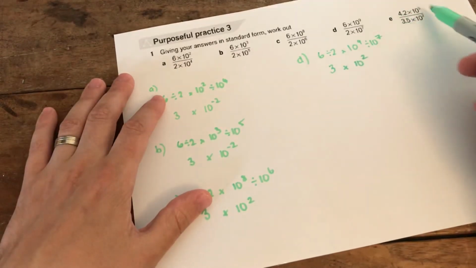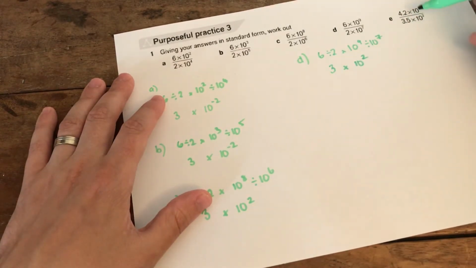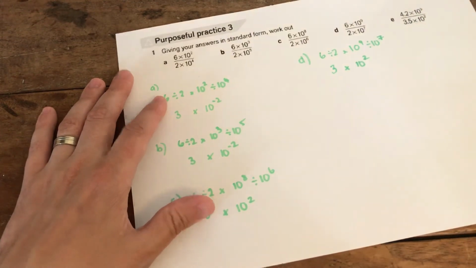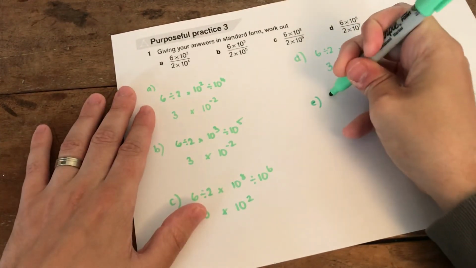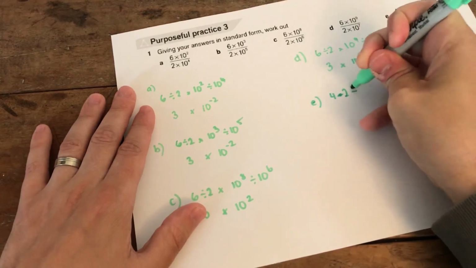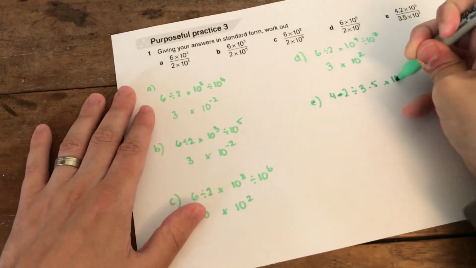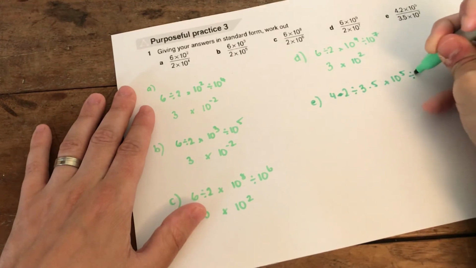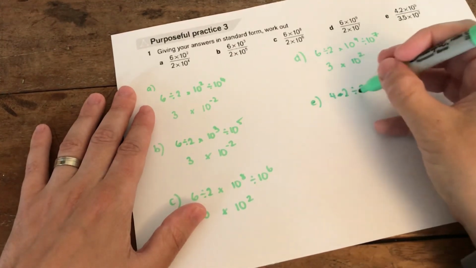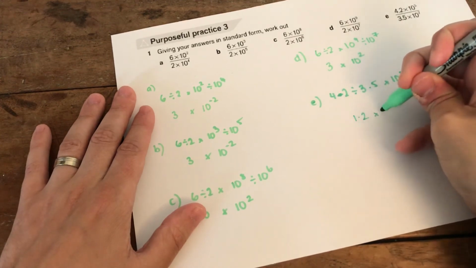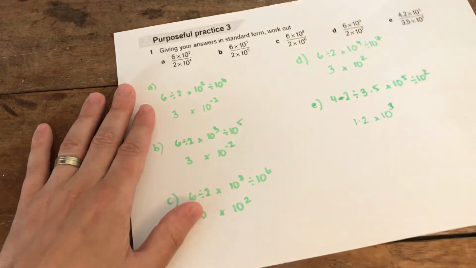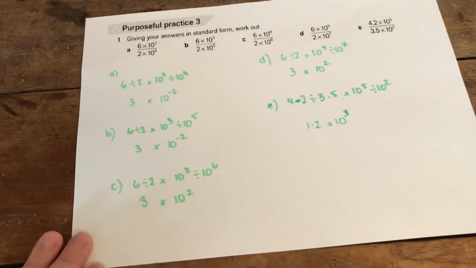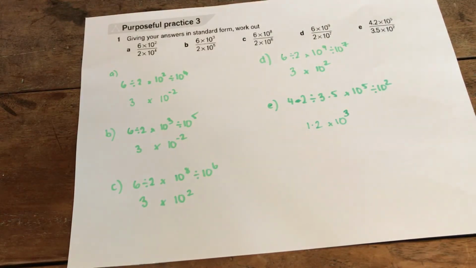Now when I look at this one here, I'm going to expect to have a different number because the difference between the powers is different, and 4.2 divided by 3.5 doesn't give me 3. So I work it out exactly the same. I have 4.2 divided by 3.5 times 10 to the power of 5 divided by 10 to the power of 2. Now 4.2 divided by 3.5 gives me 1.2, and then it becomes times 10, and we take these away, to the power of positive 3.